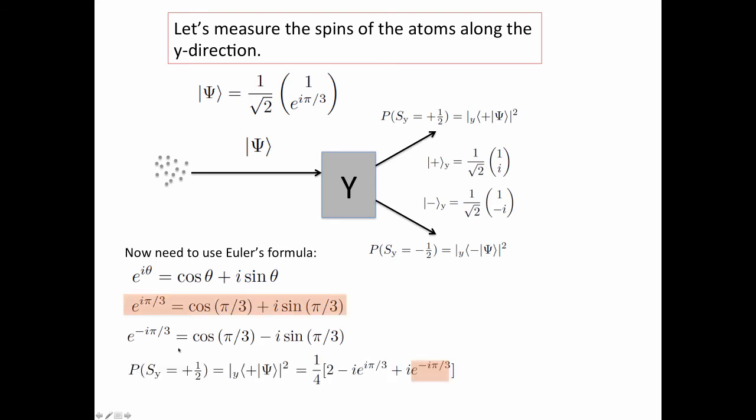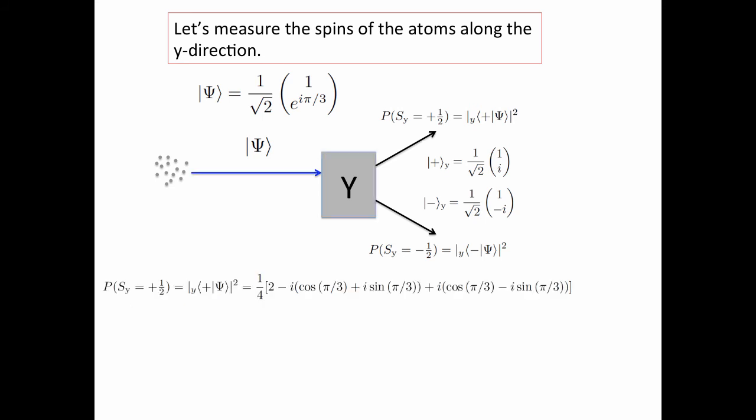So these are the factors we're going to use in our expression for the probability, which contain both of these factors here. So let's go ahead and substitute those factors in. So the probability of spin up along the y direction is 1/4 into 2 minus i times the cosine plus i sine combination plus i times the cosine minus i sine combination of factors. And so we can multiply these factors of minus i and plus i into these brackets here, bearing in mind that when i is multiplied by i, we get minus 1.